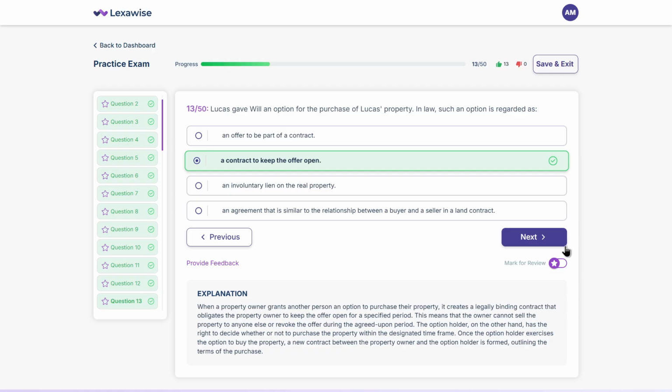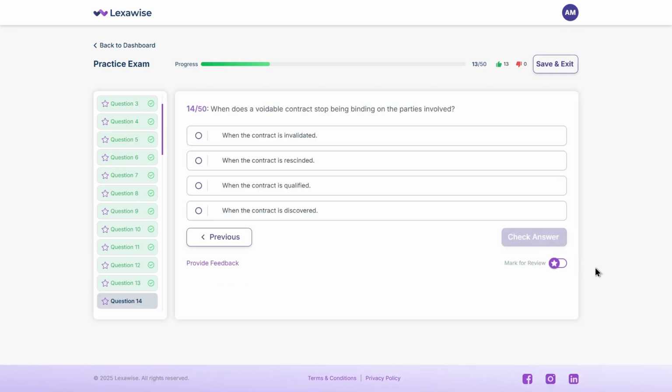Let's move on. When does a voidable contract stop being binding on the parties involved? A. When the contract is invalidated. B. When the contract is rescinded. C. When the contract is qualified. D. When the contract is discovered. Think it over.